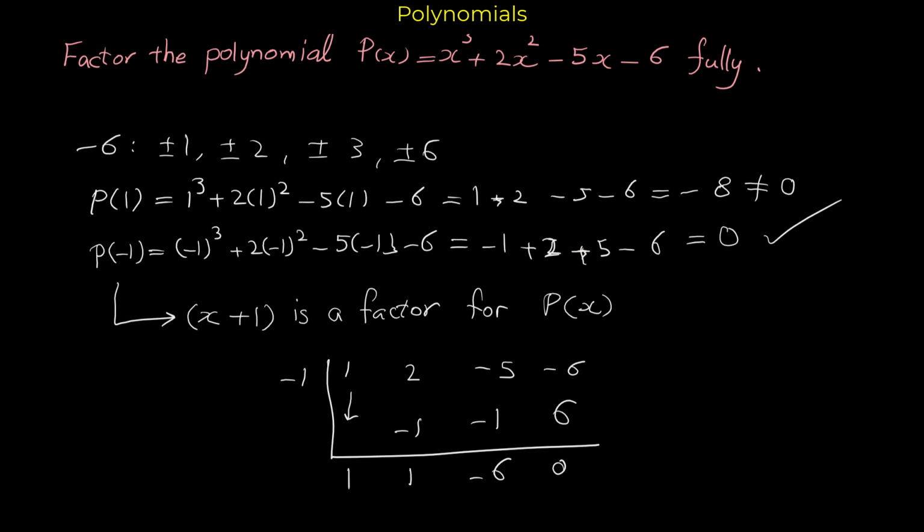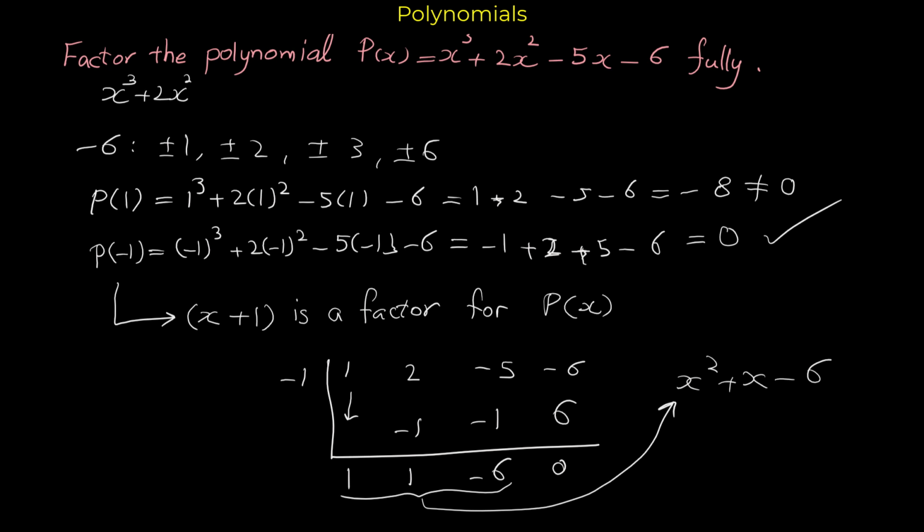Now look at these coefficients. By looking at these coefficients, we know that the quotient of dividing that polynomial by x plus 1 is x to the 2 plus x minus 6. So now we know that x to the 3 plus 2x to the 2 minus 5x minus 6 is x plus 1, this factor, times this, x to the 2 plus x minus 6.